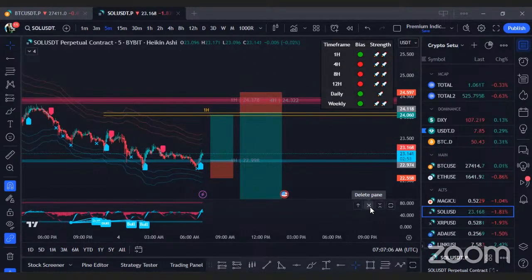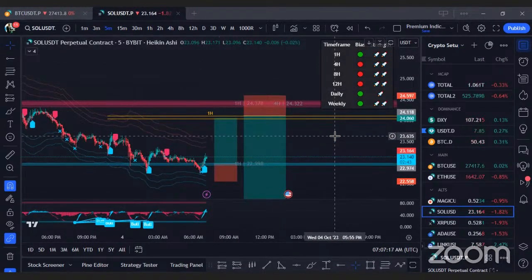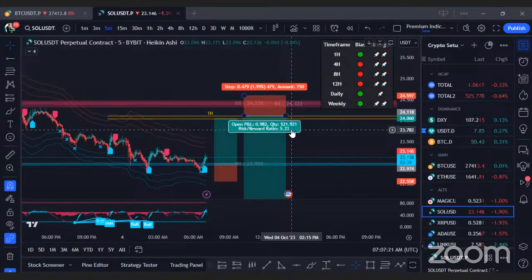On the 1 hour, we are bullish, okay? But on 4 hours, 8 hours, 12 hours, we are very bearish. So yeah, that's what I'm looking at for Sol. Let me risk it. Let me take a long trade, and then to that 24.1, we can take a short trade to the downside. That's basically what I'm looking at for all of this.